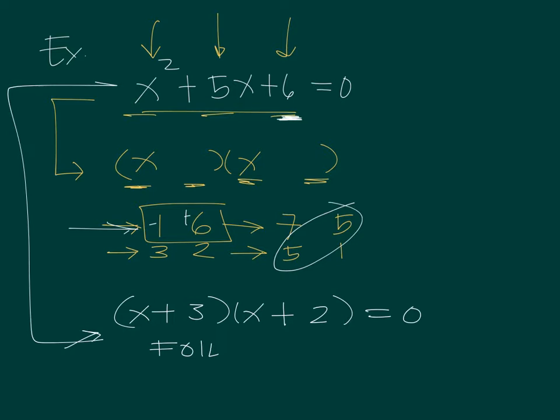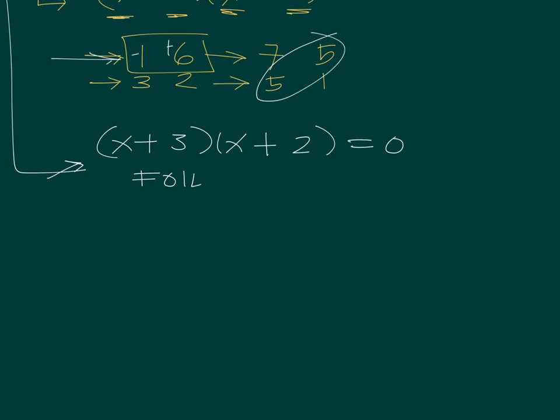Okay, you can try it on your own. Expand by multiplying x plus 3 and x plus 2, and it should end with x squared plus 5x plus 6. Okay, so moving on.